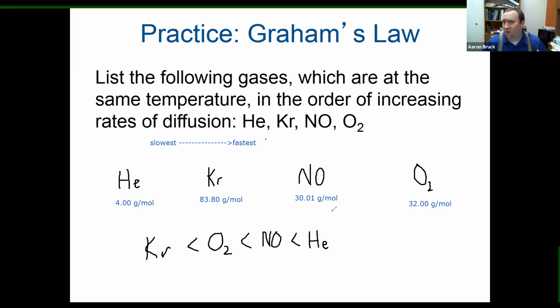And so that's all I would have to do. Take however many gases it is, find their molar masses using the periodic table, and then just rank them accordingly. If it's increasing rate of diffusion or effusion, then we would put the lightest last and the heaviest first. If it was decreasing rate, well, then we'd start with the fastest and end with the slowest.